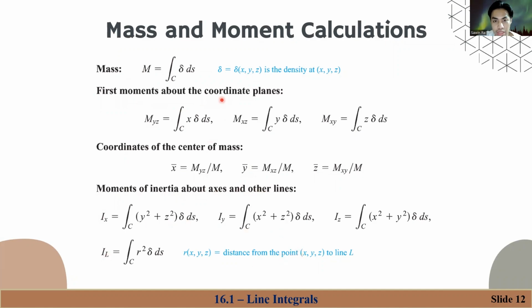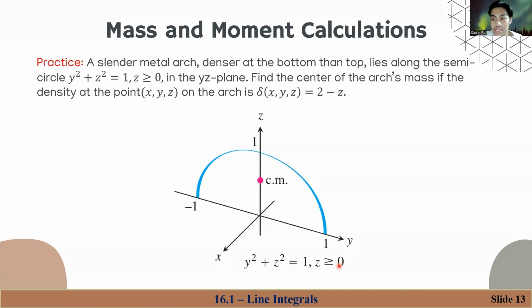And do note that this symbol means the density at the point x, y, and z, and this right here means the distance from the point x, y, and z to line L. Again, let's practice on an exercise.